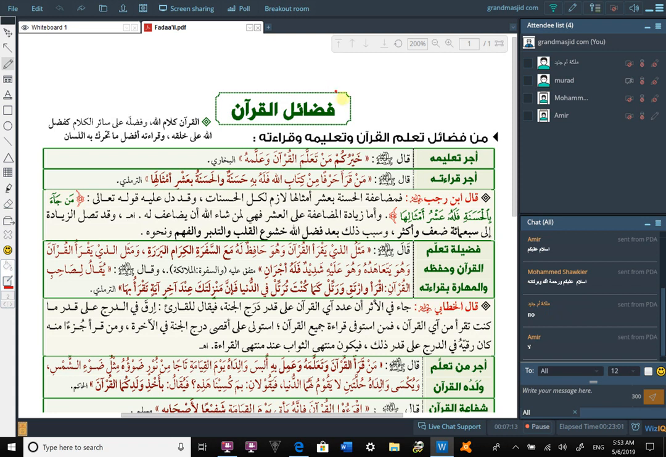In this green box here, it says Fada'ilu al-Qur'an. Fada'ilu is the plural of Fadl or Fadila, from Fa, Dad, Lam, meaning a virtue, a praiseworthy quality. Fada'il al-Qur'an, the virtues, this is plural as we said, the virtues of the Qur'an.